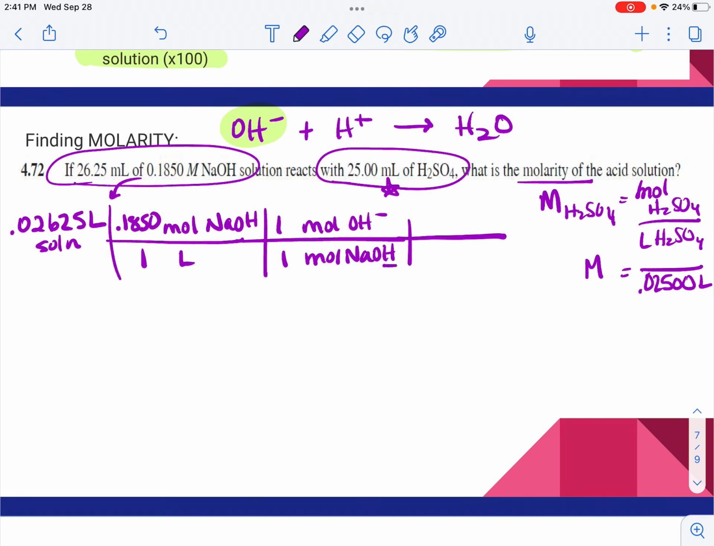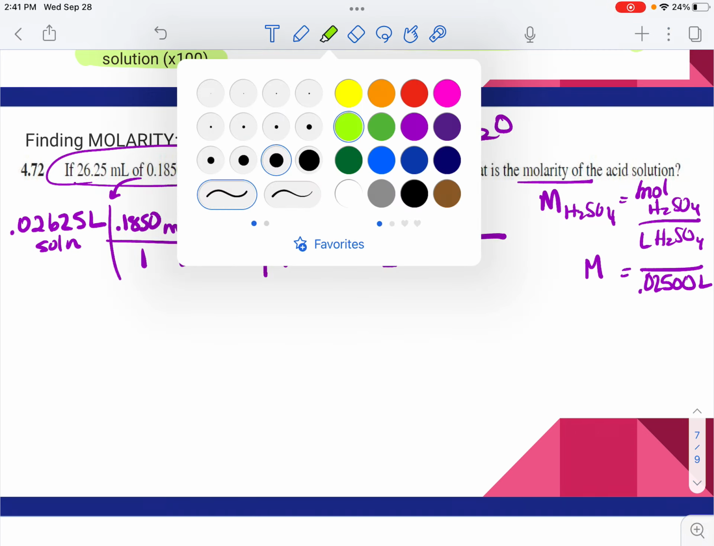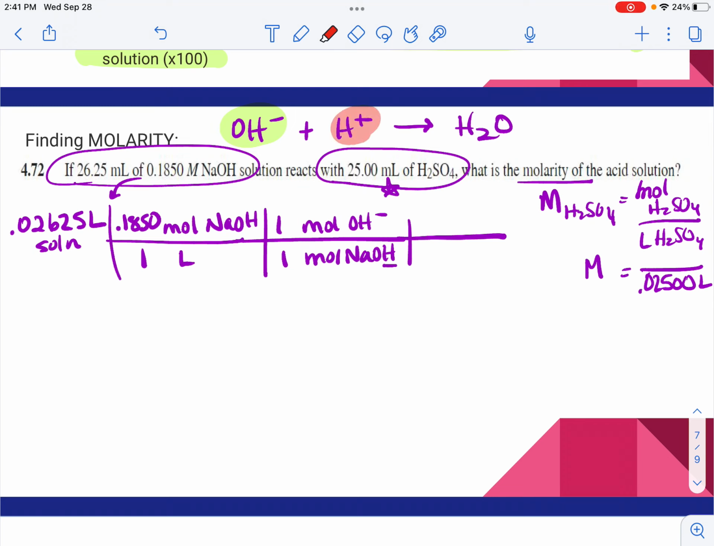Now I need to go to my acid, and in my equation, my acid is represented by the H plus. Okay, so I'm going to come back in and convert from moles of OH minus to moles of H plus. And from my net ionic equation, I have 1 mole of each.